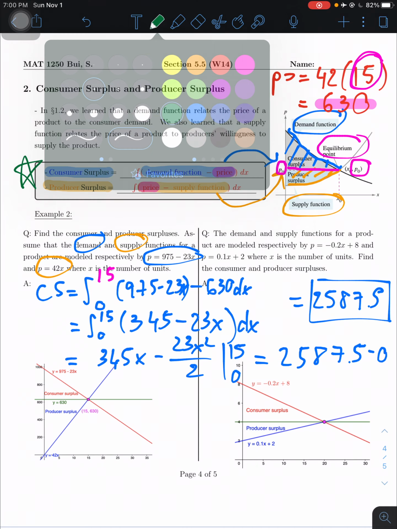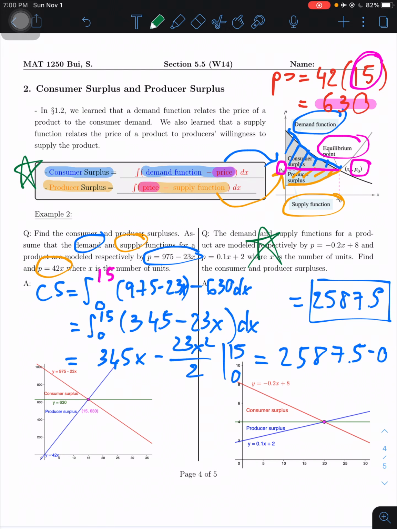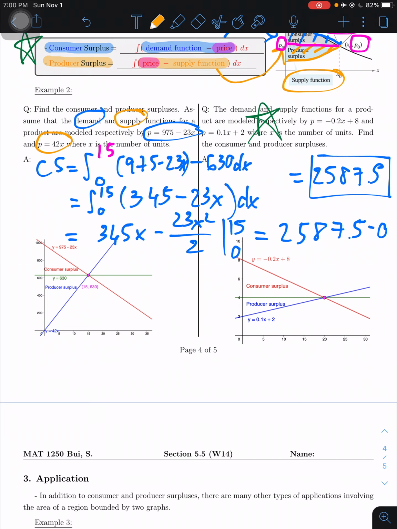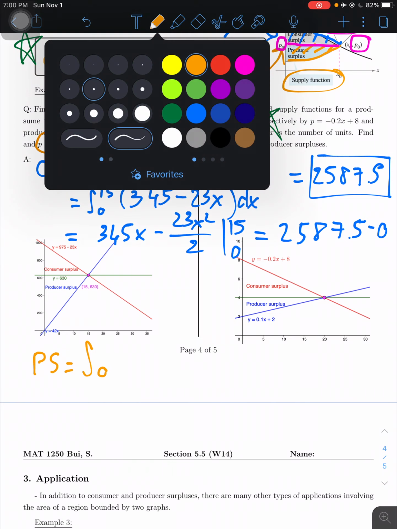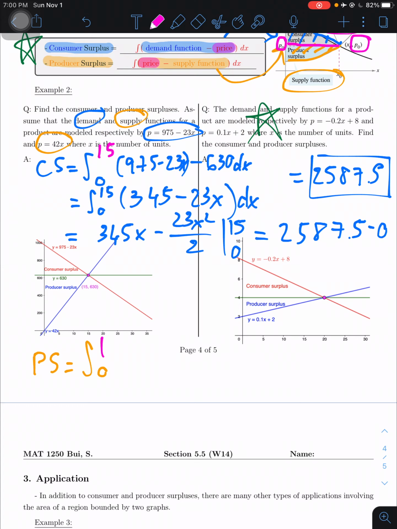Okay. And now for the producer surplus, we're going to do the same thing. But let me put the star in here first before I forget. So let me put it in orange in here, and let me use this space in here. Okay, producer surplus, PS, same deal. So we're going to have it going from 0 to 15, because 15 is the x part of the equilibrium point. But we're going to change again, right? It's going to go like price minus the supply function. So we're going to do 630 minus 42x.